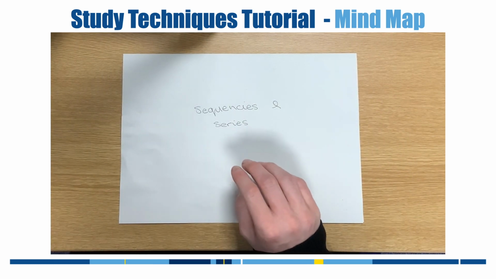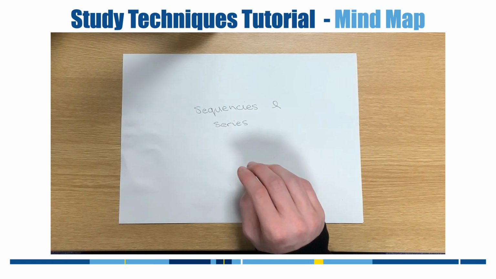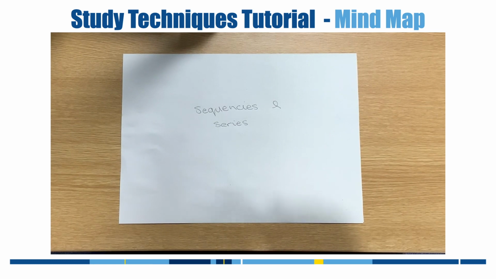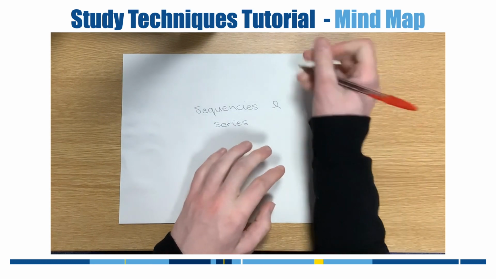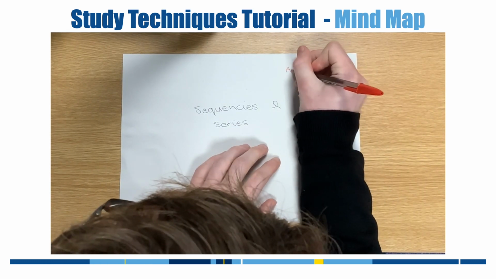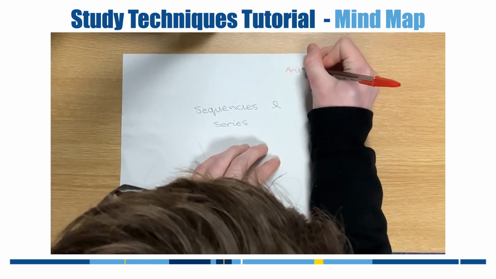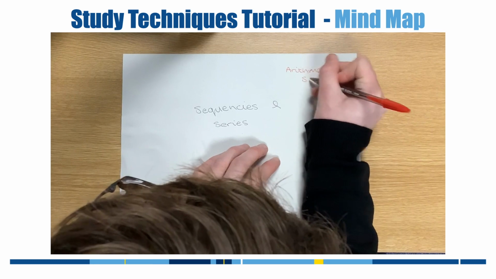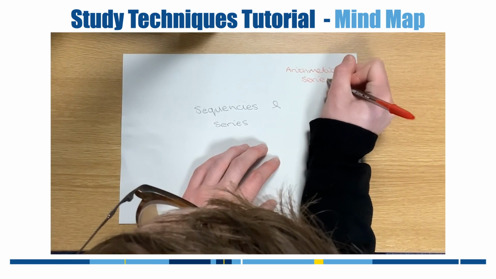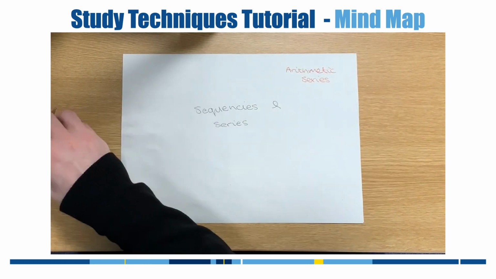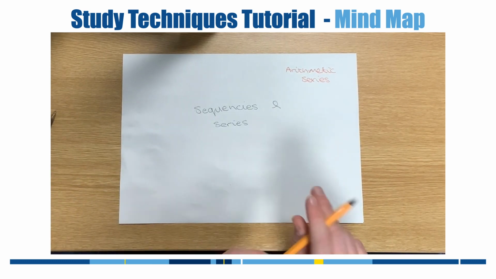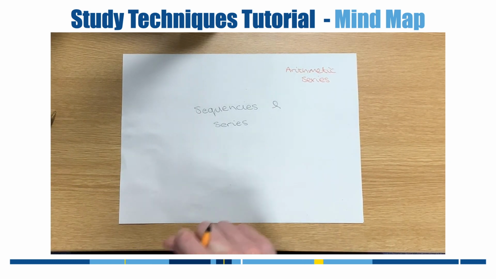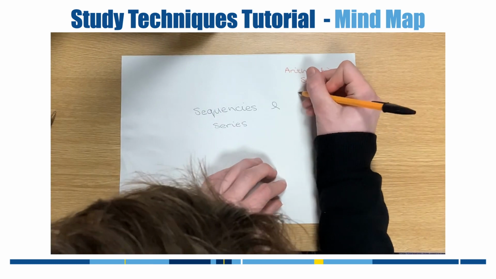I then use a different coloured pen to write some subheadings within that topic. And under each subheading, I'm going to put some key information that I need to remember. So because it's maths, I'm going to put down some formulas.